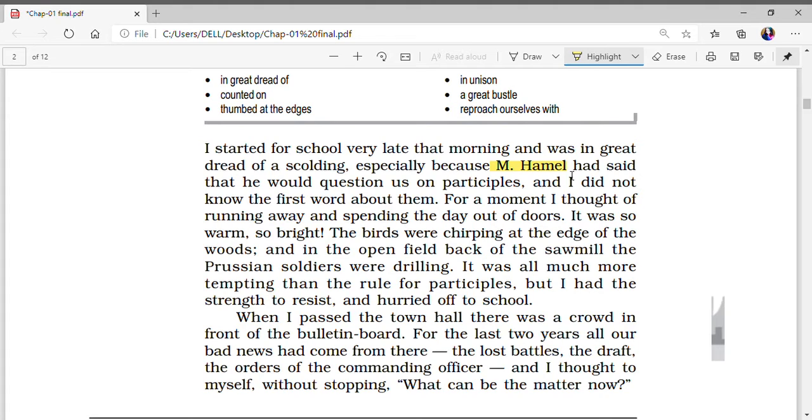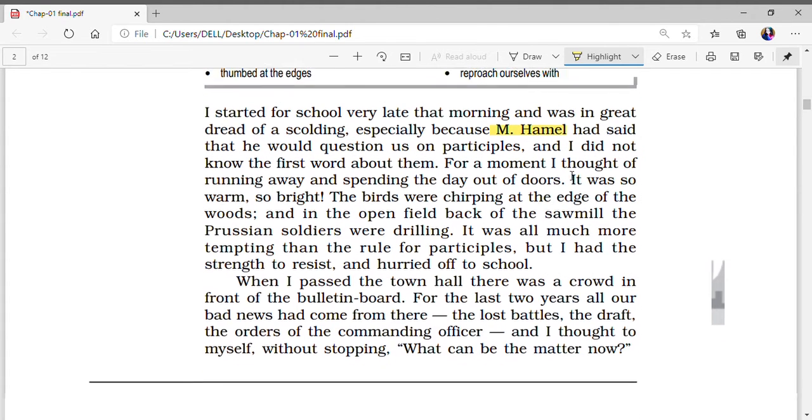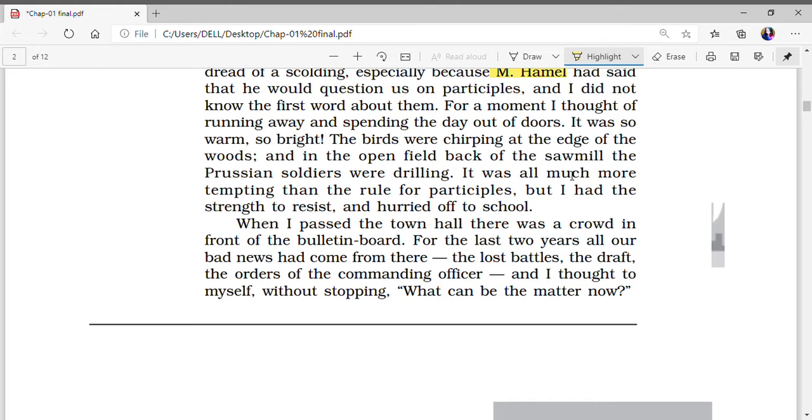"For a moment, I thought of running away and spending the day out of doors." So the child seems so scared that he wants to spend his day out of doors, and he doesn't even want to attend the class. You must know that this teacher appears really strict to that particular child, and many of you might relate to it, because we all at some point have had teachers who are maybe scary at times.